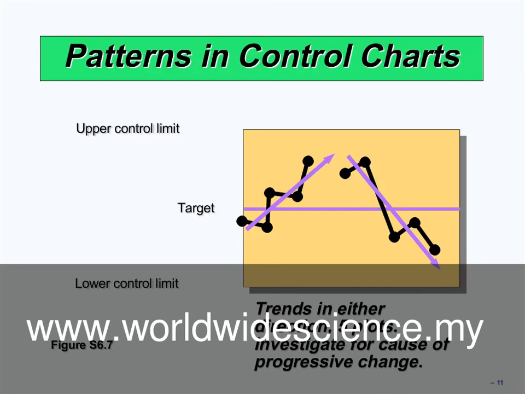So the trends can be divided into two parts. Some trends are upward and some are downward. If you face either of them, either up or down, you should say the process is not under control.